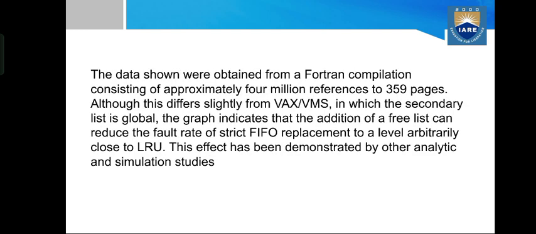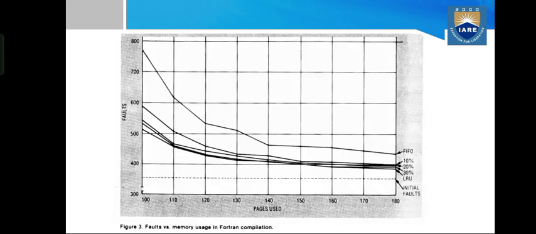The data is obtained from a program that references approximately 359 pages, although results differ slightly in VMS. The graph indicates that the addition of the free list can reduce the fault rate of a strict FIFO replacement to a level close to LRU. This effect has been demonstrated by other studies. This graph shows fault rate versus memory use in Fortran compilations.